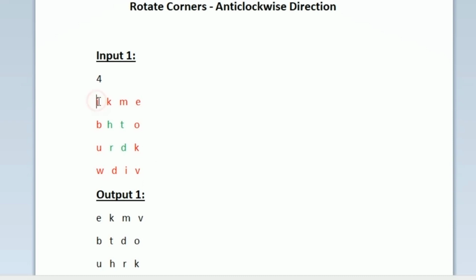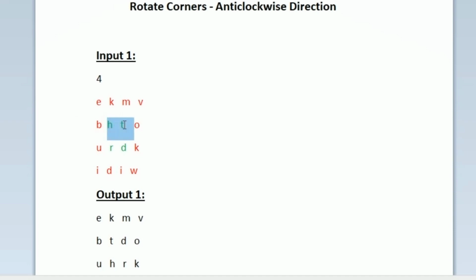What happens is, first this I will be shifted to the bottom left. So the I will be coming here, and the W which was present here will be moving to the bottom right. And then the V which was present here will be moving to the top right. And then the E which was present in the top right will be coming to the top left. So now all the characters have been rotated by one position in anti-clockwise direction.